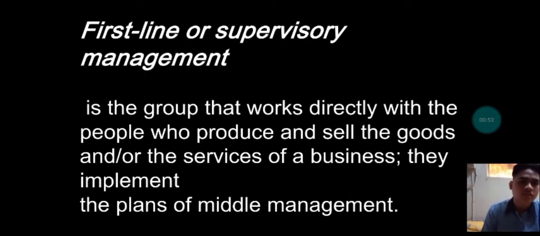The third one is the first line or supervisory management. These are the employees that are facing the customers. They are the ones who are selling the products to the customers, so they are also valuable to a company because they are the ones who get customers to buy the products.